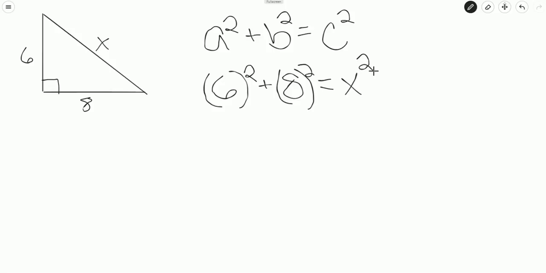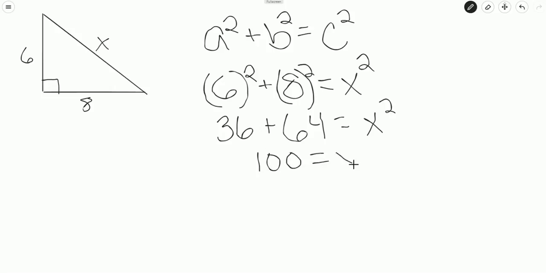Okay? So now, 6 squared is 36. 8 squared is 64. And that equals x squared. 36 plus 64 is 100. 100 equals x squared.